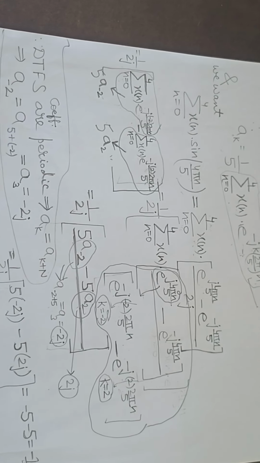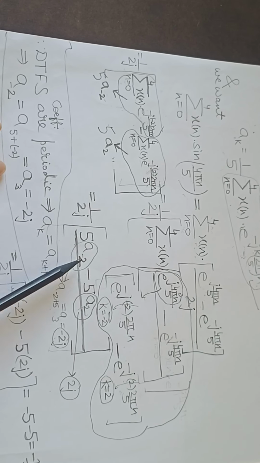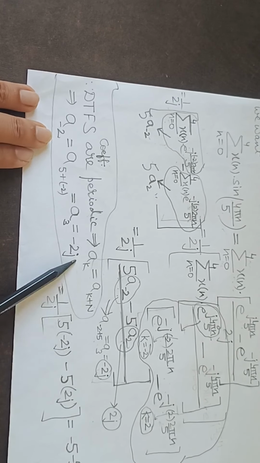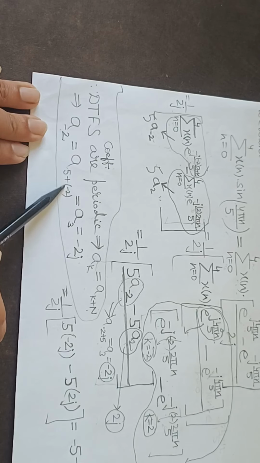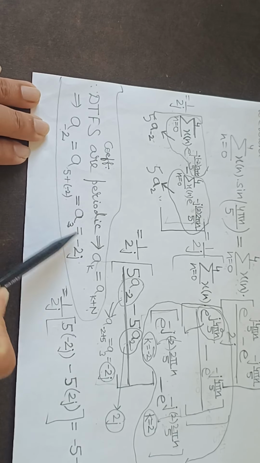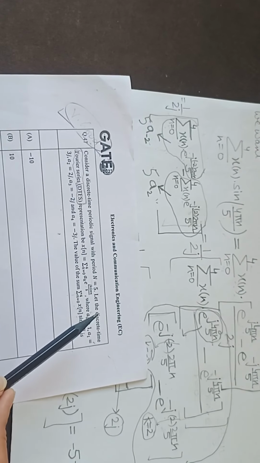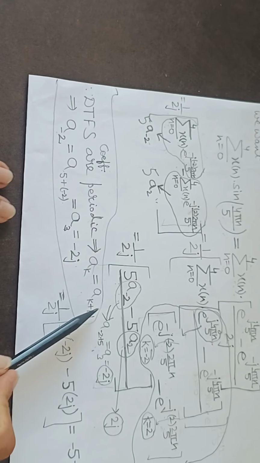Okay. Now we are not given a minus 2, we are given a0 to a4, but discrete time Fourier series coefficients are periodic in nature. Okay, so ak is ak plus n. So a minus 2 is nothing but a5 plus minus 2, which is a3. Okay, so a minus 2 is nothing but a3, and a3 value is given to us. Okay, a3 value is minus 2j.